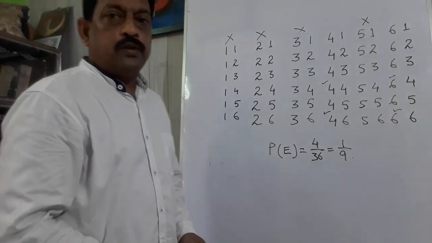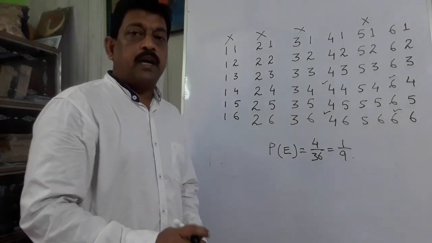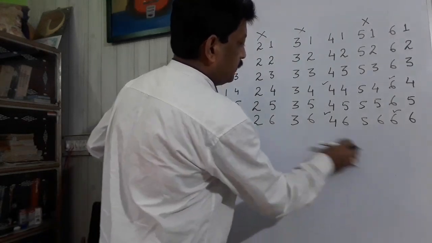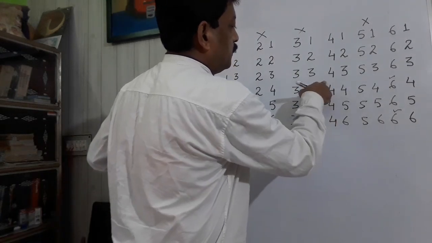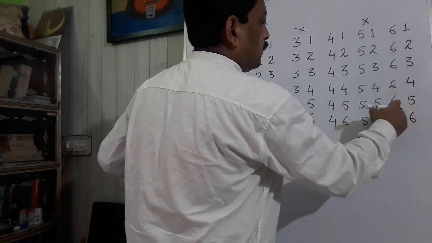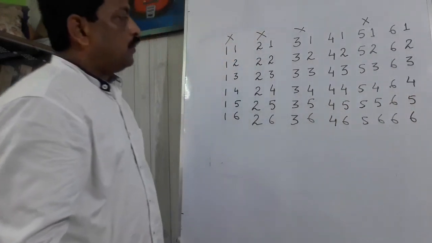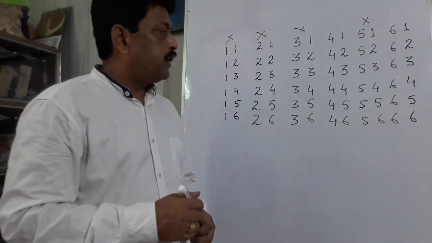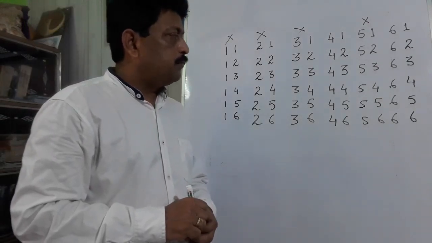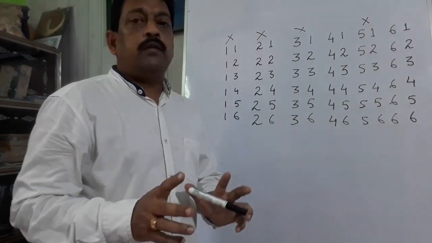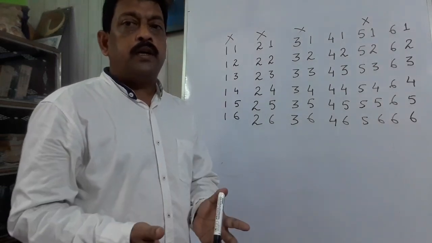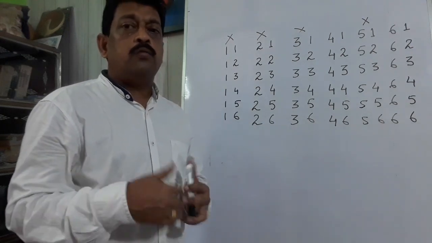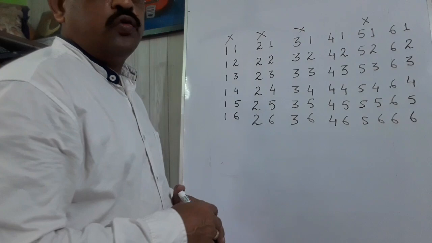Hope now you understood what type of questions can come from this experiment. Okay. One more question, let me tell you. What is the probability of getting a sum 10 or more than 10 on both the dice? The sum will be 10 or more than 10 on these 2 dice.